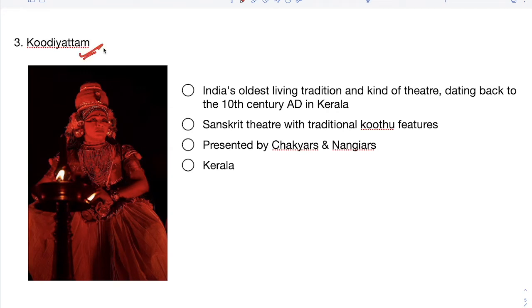Next one is Kudiyattam. Kudiyattam is India's oldest living theatre tradition. It's a theatrical art form dating back to the 10th century AD in Kerala, particularly only in Kerala. It is a Sanskrit theatre with the traditional Koothu features, and it is presented by the communities Chakyars and Nangiyars.